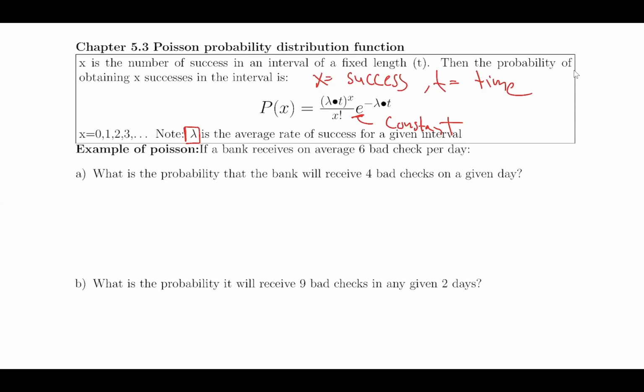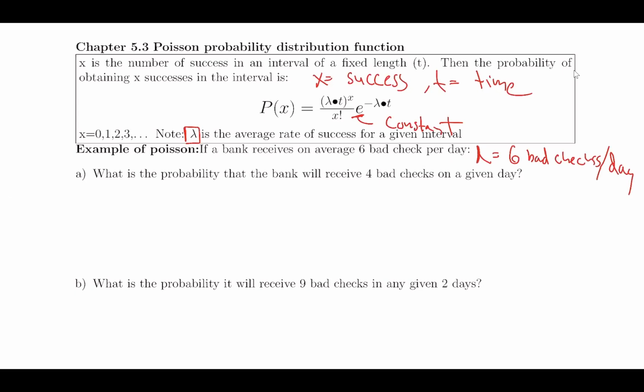All right, so let's go ahead and do some problems. The first problem says, if a bank receives on average 6 bad checks per day. The 6 bad checks per day corresponds to lambda. So it'll be 6 bad checks per day. That's all the information they're giving us in that first sentence. They're giving us what lambda is equal to.